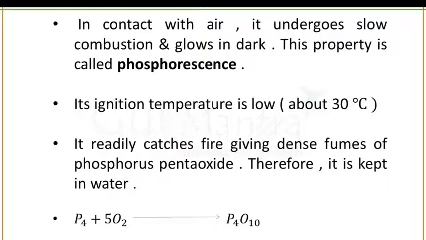In contact with air, this white phosphorus undergoes slow combustion and has a very unique property to emit light, and this property is known as phosphorescence. Its ignition temperature is very low, about 30 degrees Celsius. This yellow or white phosphorus catches fire, giving dense fumes of phosphorus pentoxide. This is a very important point.